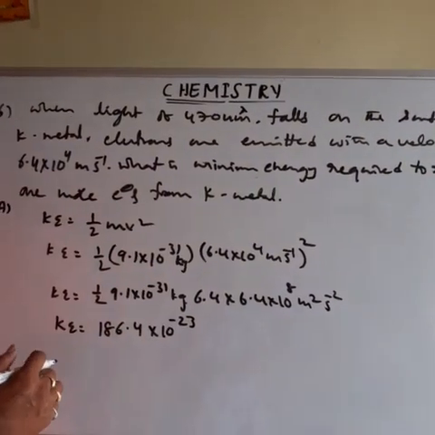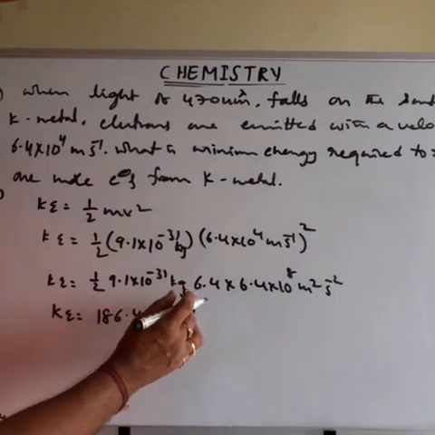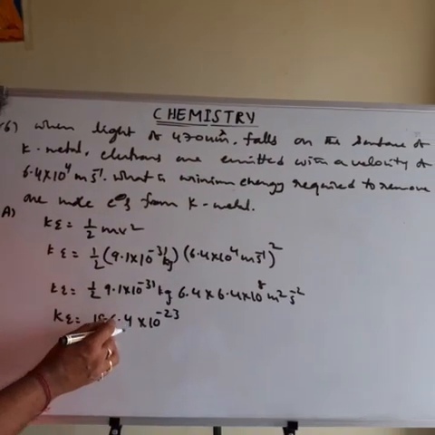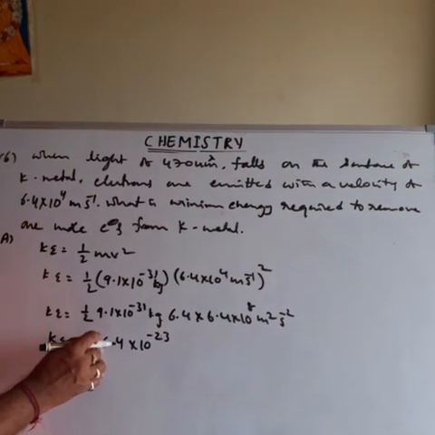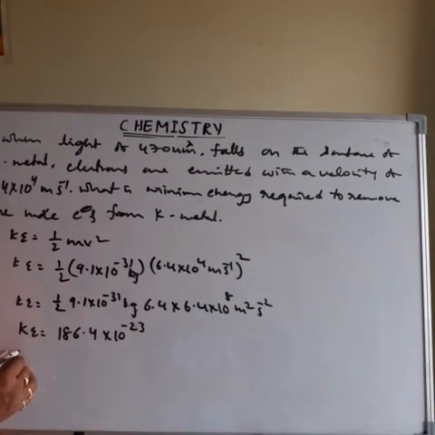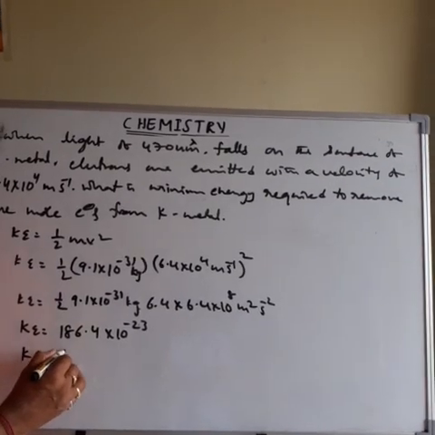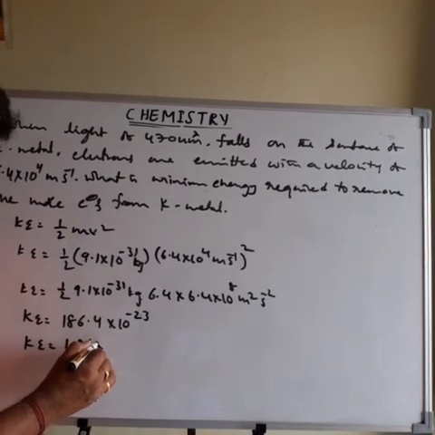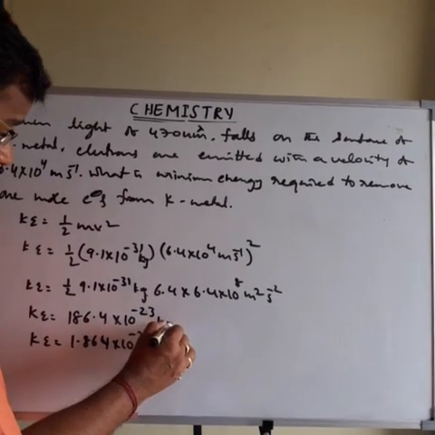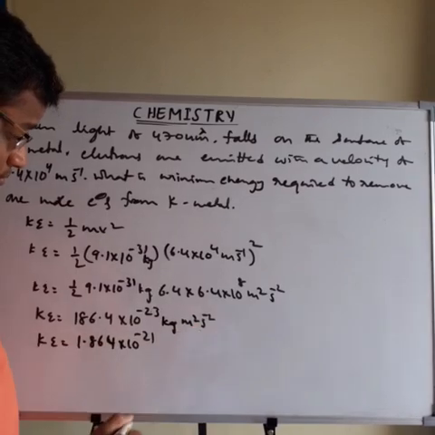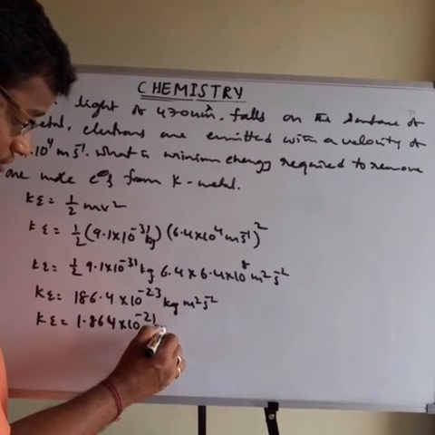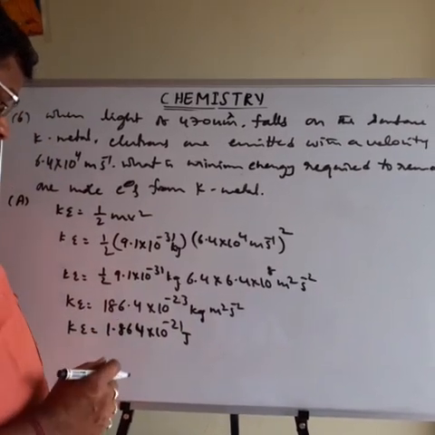186.4 into 10 power minus 23. So from this value, the point changes two digits to the left-hand side. Point here, one digit reduced, minus 22 will come. Again one more digit, minus 21 will come. Therefore kinetic energy is equal to 1.864 into 10 power minus 21 kilogram meter square second power minus 2. Its value, kilogram meter square second power minus 2, is equal to joule. Okay, that is kinetic energy.